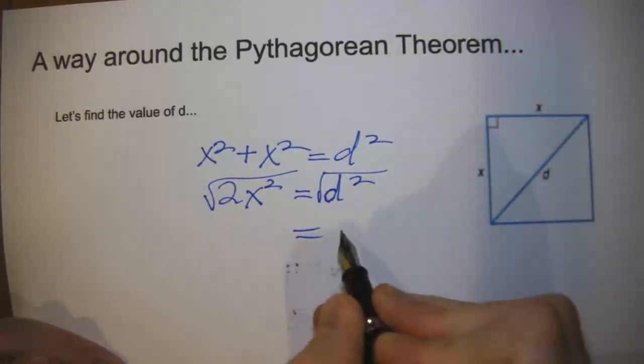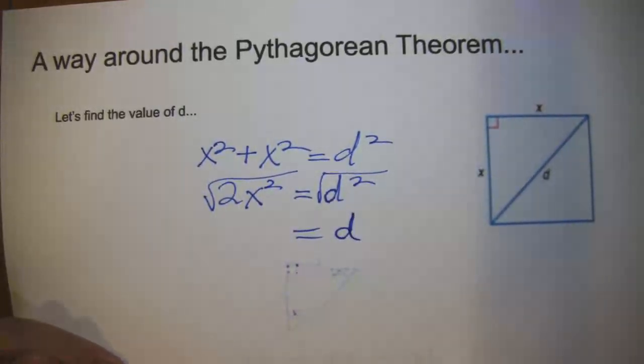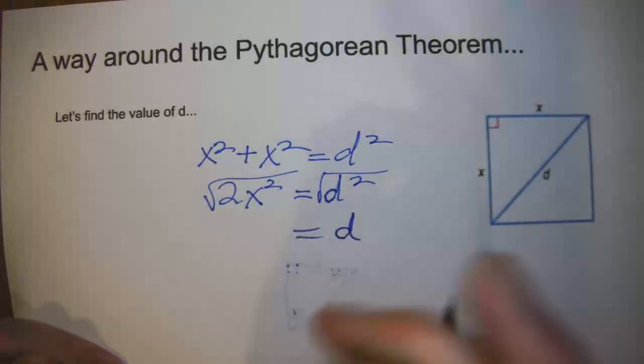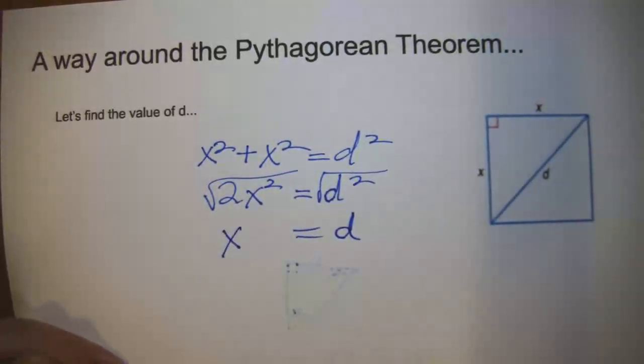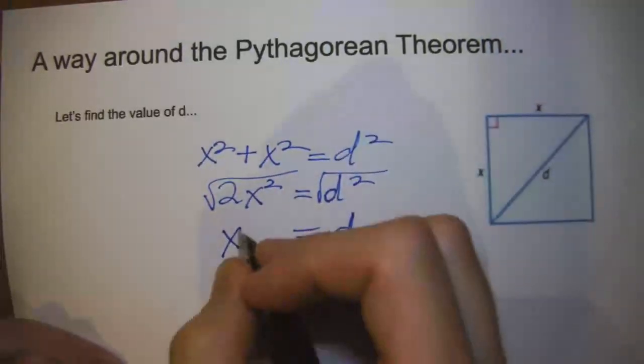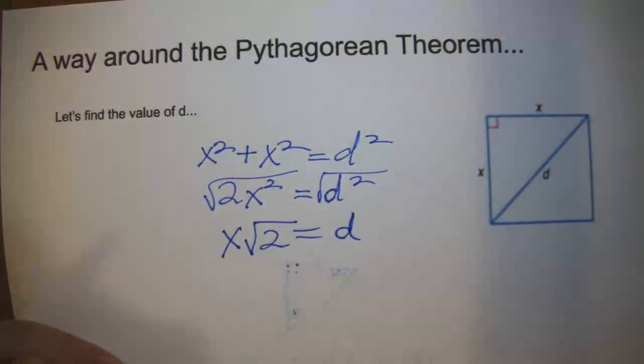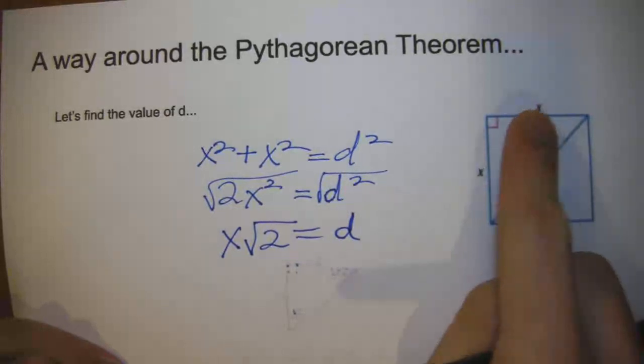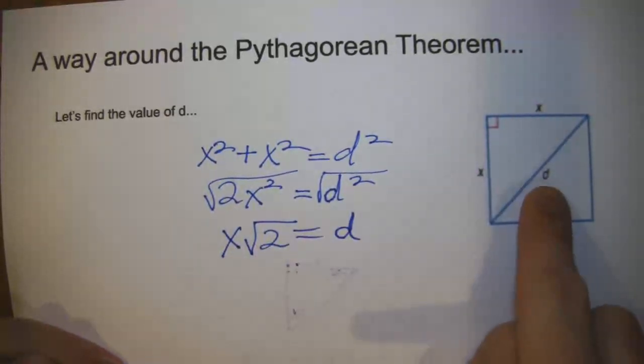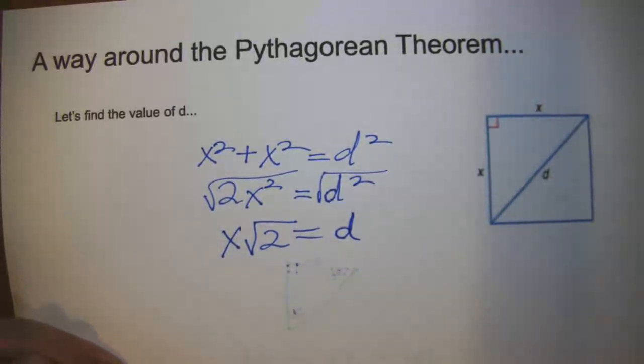Well, the square root of d squared is just d, so that's simple enough. The square root of x squared is just x. And of course, square root 2 is not a perfect square number, so we're going to leave it behind and have a nice exact answer. So if I know the leg measures x, then I can figure out d pretty quickly. d is simply x times the square root of 2.